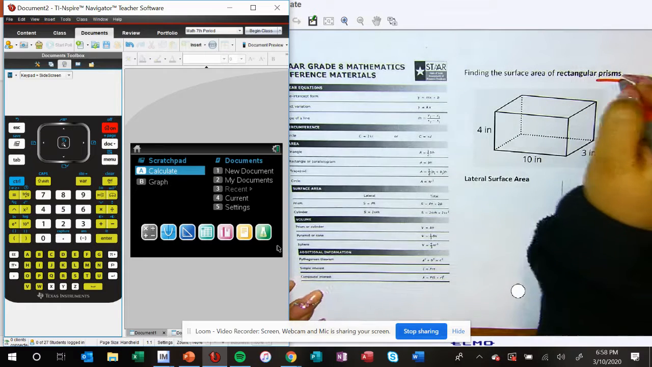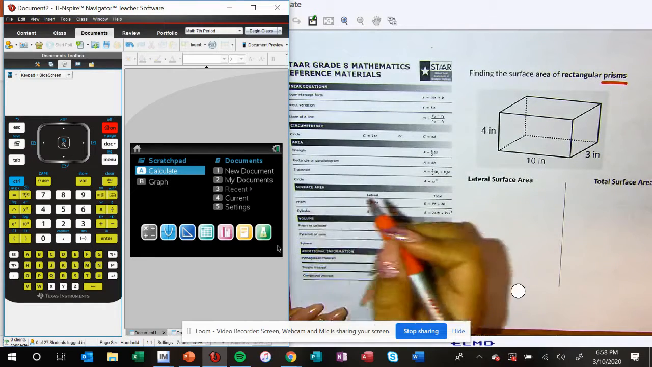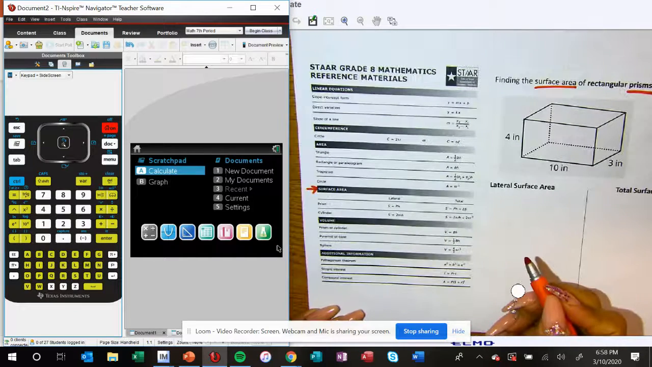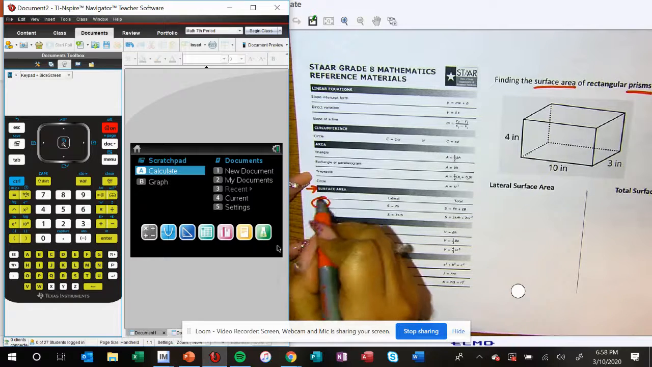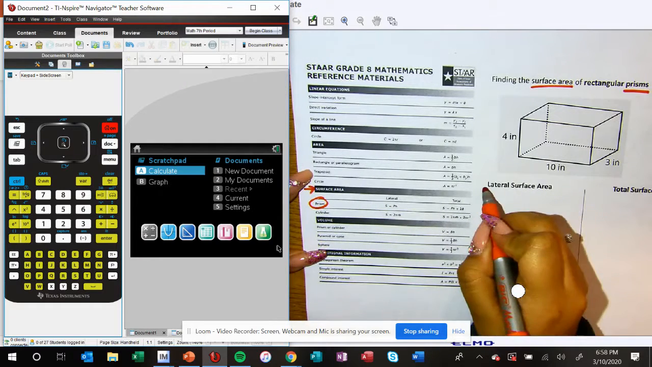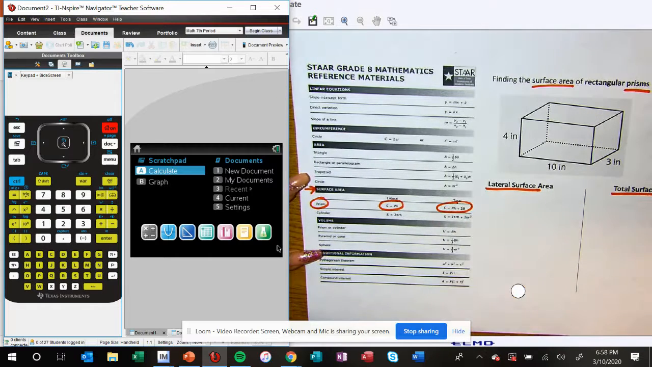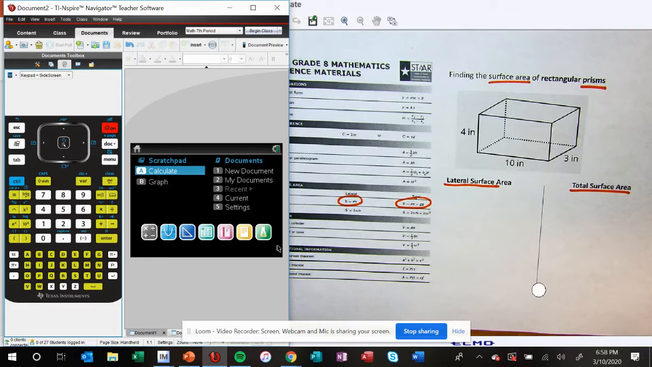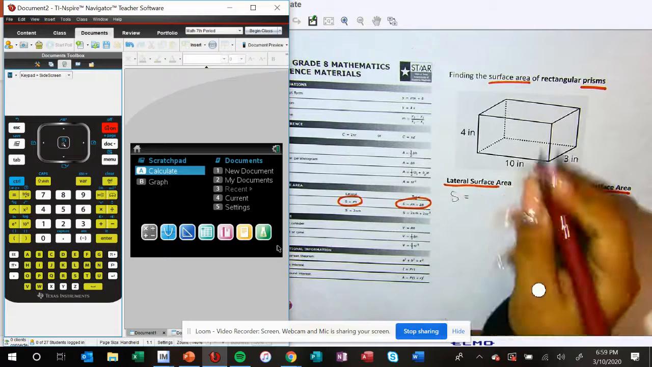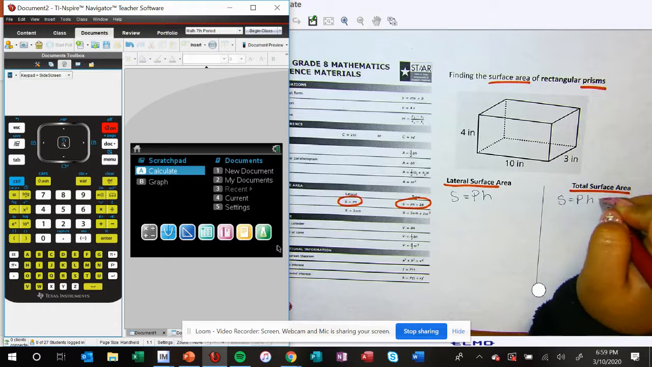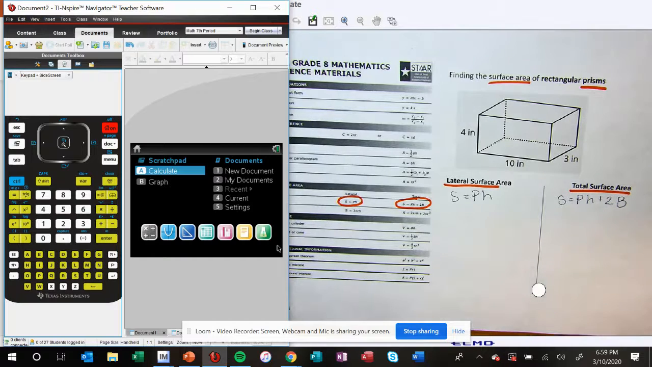So I know that I'm dealing with prisms, and I know that I'm also finding the surface area. So I'm going to be looking at this section here on my formula chart. I'm going to be looking at prisms, and I'm going to be finding the lateral and the total surface area. So I need both of these formulas right here, and I'm going to go ahead and write them here. So the first one is S equals pH, and the next one is S equals pH plus 2B. That's what I'm going to be writing at this moment.